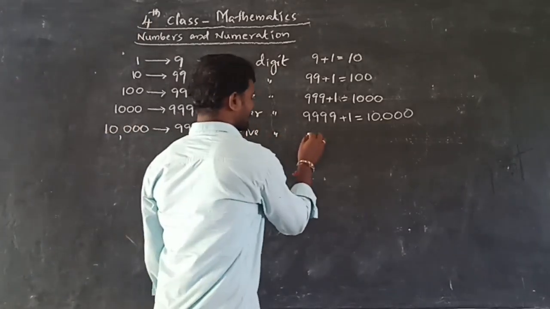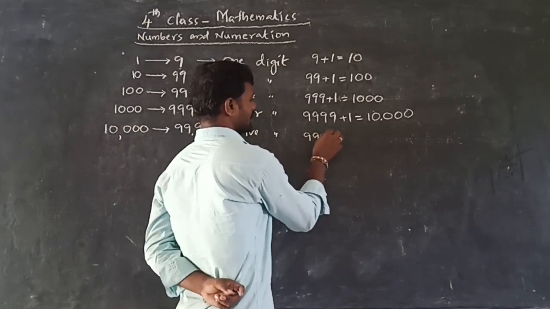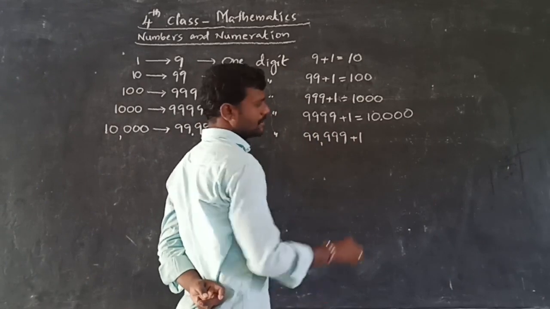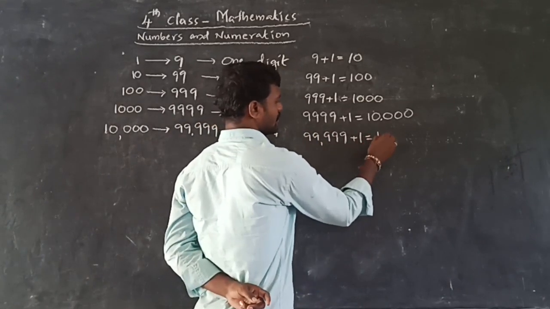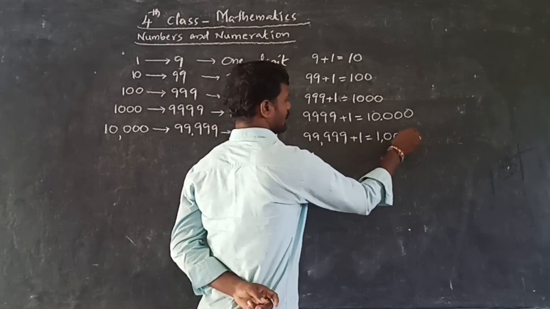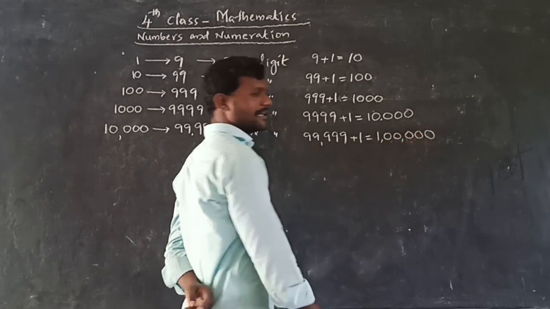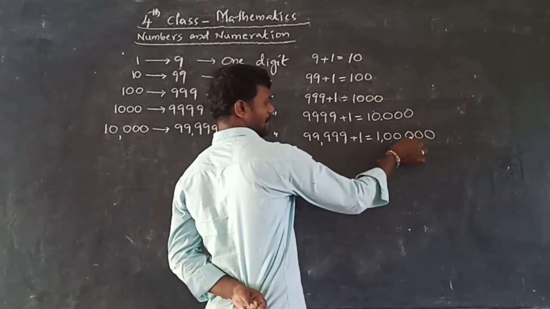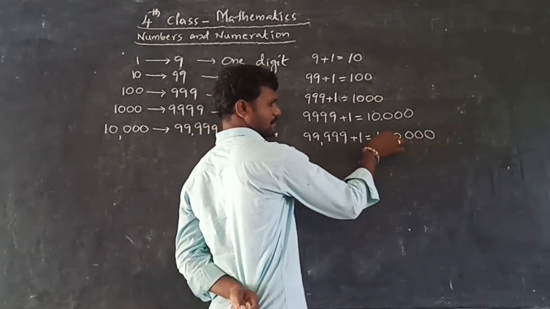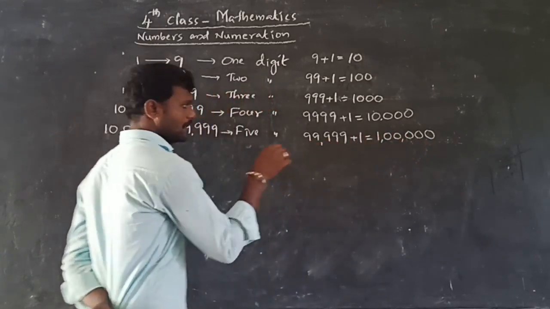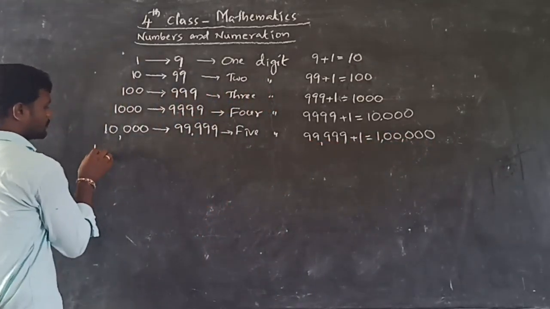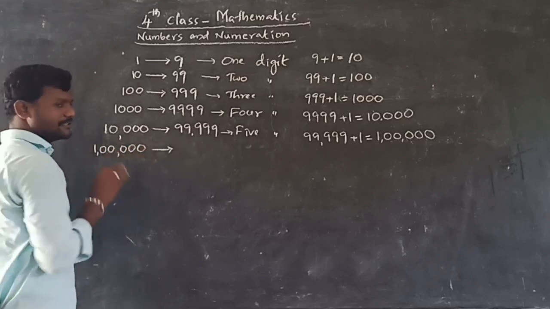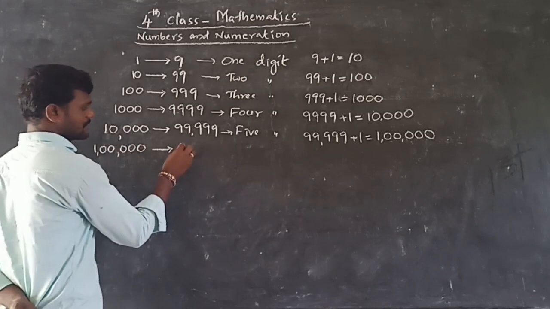Okay. This is the largest 5 digit number. What is that? 99,999. If you add 1 to it, then what will we get? Another digit. What is that? Lakhs digit. So this number is called 1 lakh. Ones, tens, hundreds, thousands, 10,000s completed. Next one is what? Lakhs. So that is the 6 digit smallest number. What is the 6 digit smallest number? 1 lakh is the 6 digit smallest number.